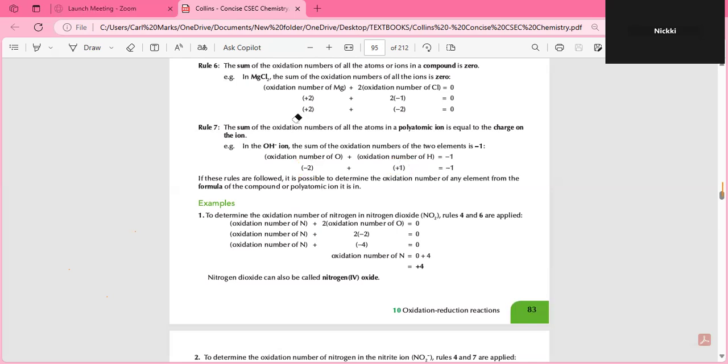So they tell us here, if these rules are followed, it is possible to determine the oxidation number of any element from the formula of the compound or the polyatomic ion it is in. So we can pick out any element and be able to say, all right, this is the oxidation number for this particular element following these rules. All right, let's look at this one here.